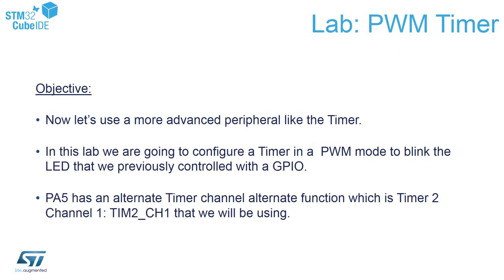In this part, we will use a timer to control our green LED in so-called PWM generation mode. The objective of this session is to configure the timer in a PWM mode to control the green LED. So instead of using software code, we will let the timer do the job and toggle the LED. This time we'll use PA5 as an alternate function and we will let timer 2 channel 1 control it.